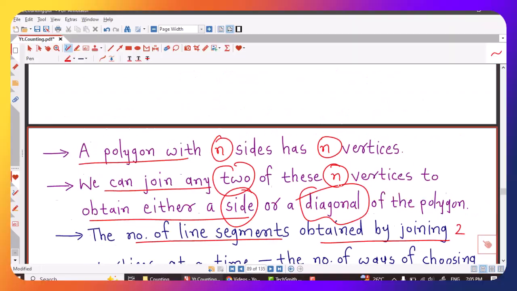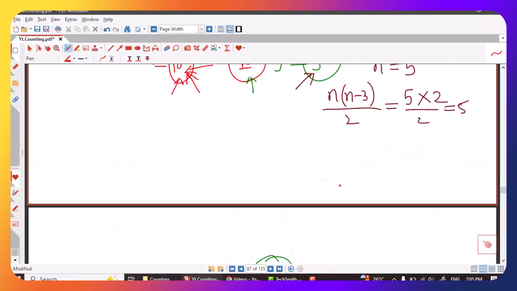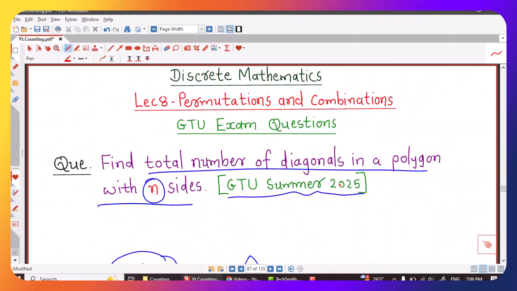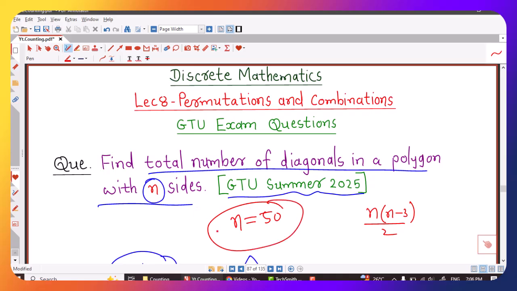So this is a nice question. It was asked in the summer 2025 exam to find the number of diagonals in a polygon with n sides. So remember this formula also. Sometimes they can ask you to find the number of diagonals in a polygon with, say, n equal to 50 sides. They can give you the number of sides or number of vertices, and using this formula you can find the number of diagonals in a polygon with the given number of sides.